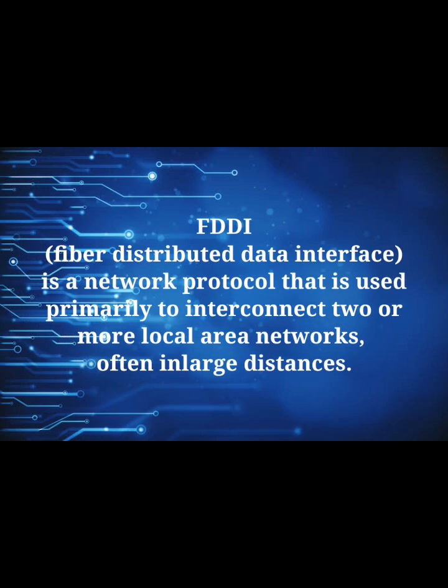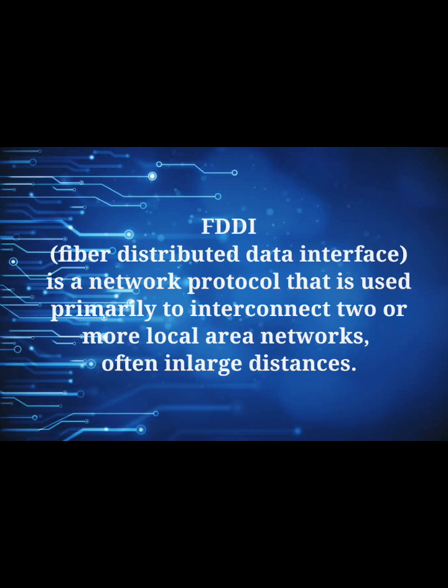Third is the FDDI, or Fiber Distributed Data Interface. The FDDI is a network protocol that is used primarily to interconnect two or more local area networks, often over large distances. The access method used by FDDI involves token passing.